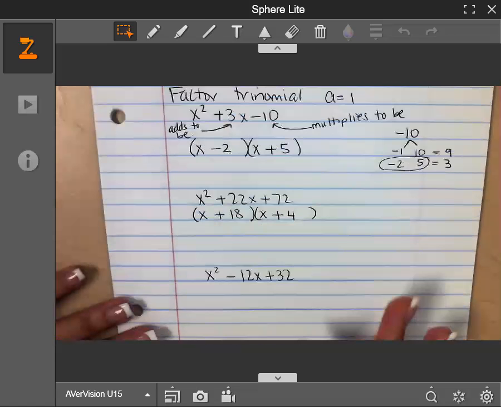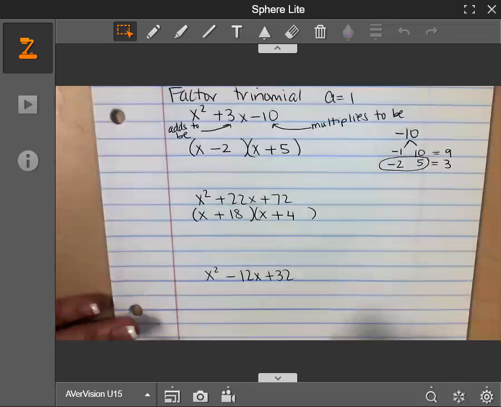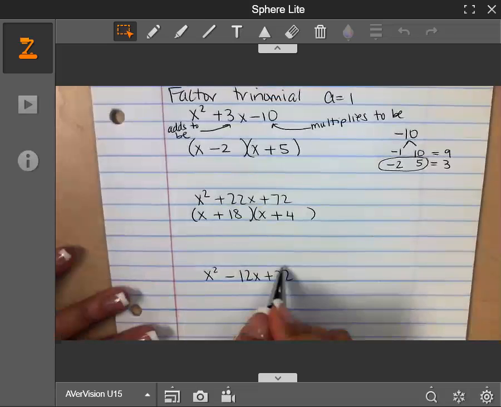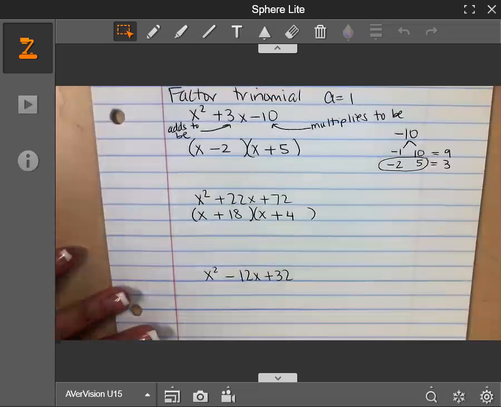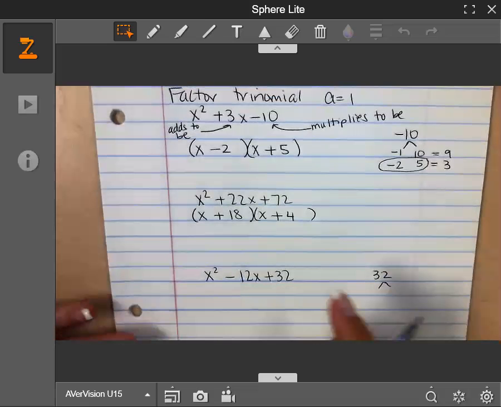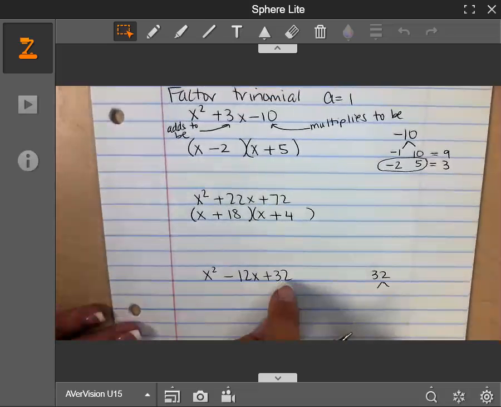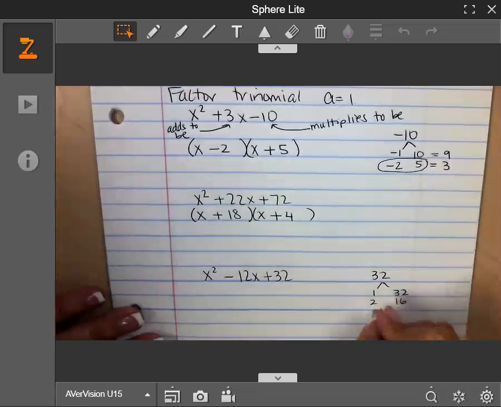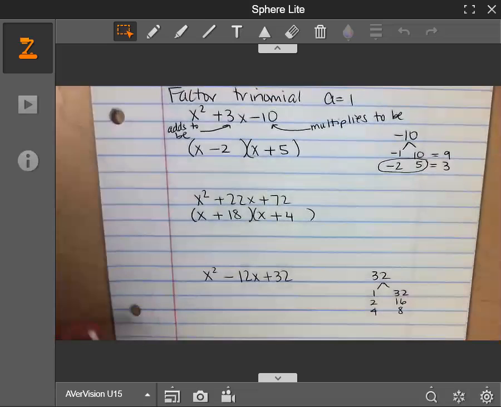All right, we've got one more here. x squared minus 12x plus 32. Again, you can put 32 divided by x in the calculator to find all the things that multiply together to give you that. Or you can set them up yourself, but you're looking for what multiplies to be this last number and adds to be this middle number. So that's 1 and 32, 2 and 16, 4 and 8.